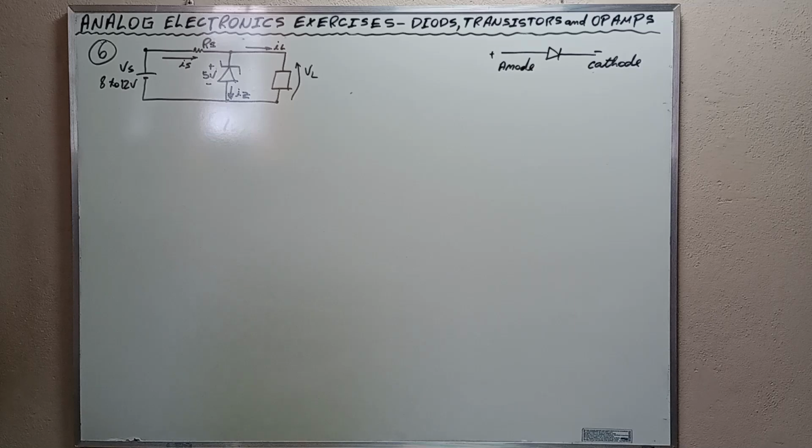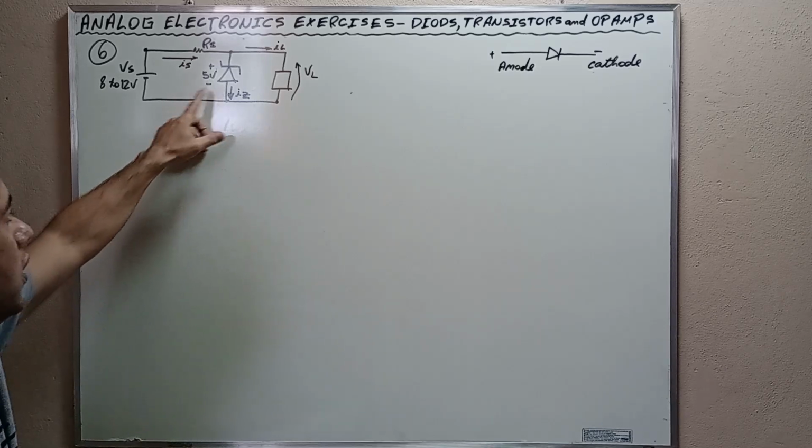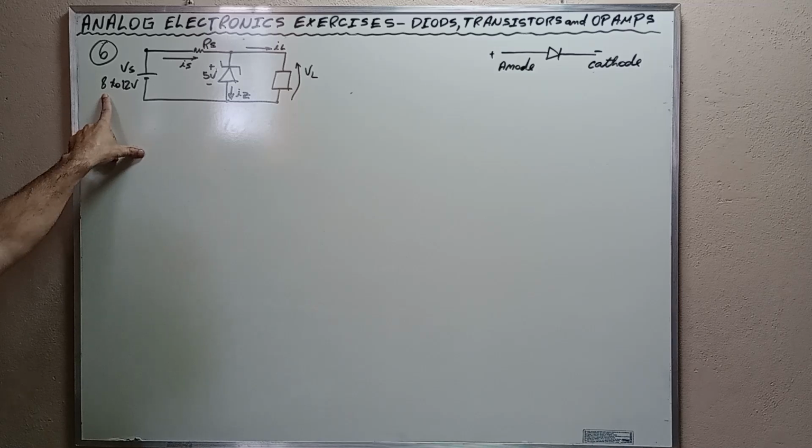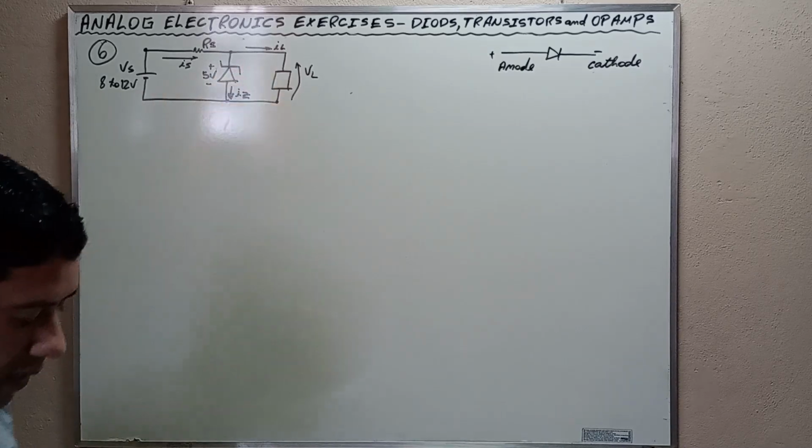We need to choose Rs, so the minimum value of Iz is 0. Okay, we are going to find Rs for the minimum value of Iz. The minimum current through the zener occurs when Vs is minimum and IL is maximum. That happens when Vs is minimum, that is 8 volts, and in this way IL is going to be maximum.